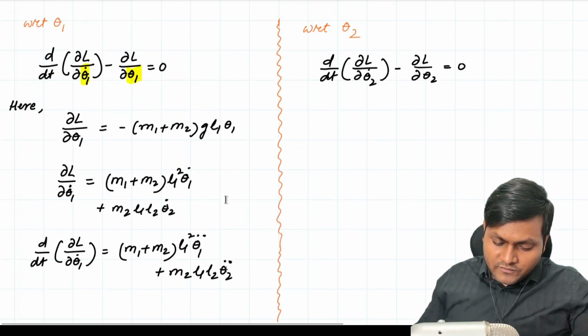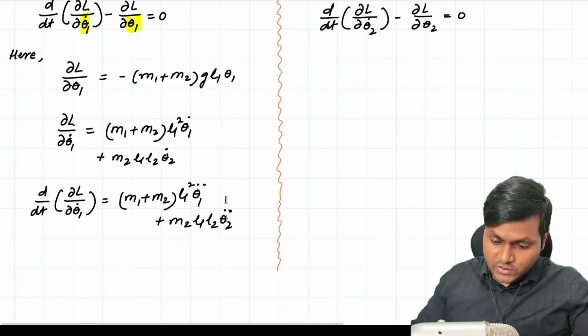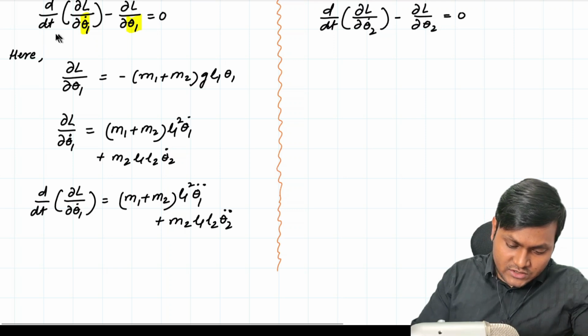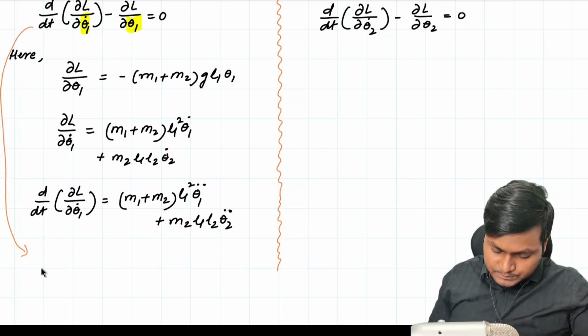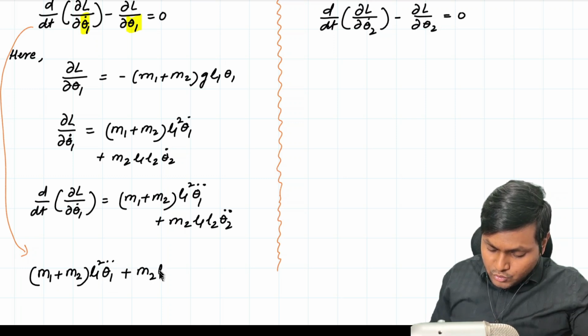So if I plug all of this into the Euler-Lagrange equation, in that kind of a situation, the Euler-Lagrange equation simply becomes (m1 plus m2) L1 square θ1 double dot plus m2 L1 L2 θ2 double dot minus (m1 plus m2) g L1 θ1 is equal to 0.